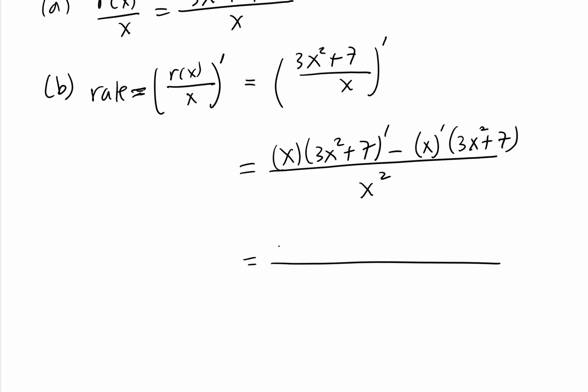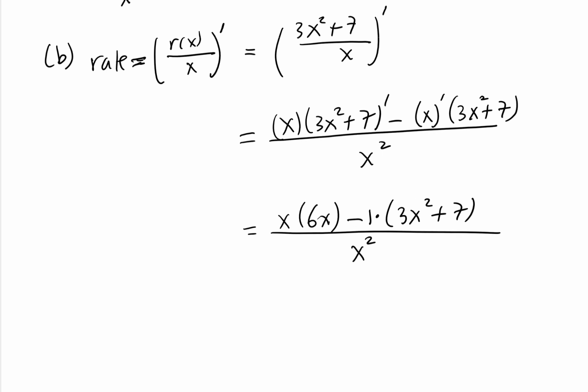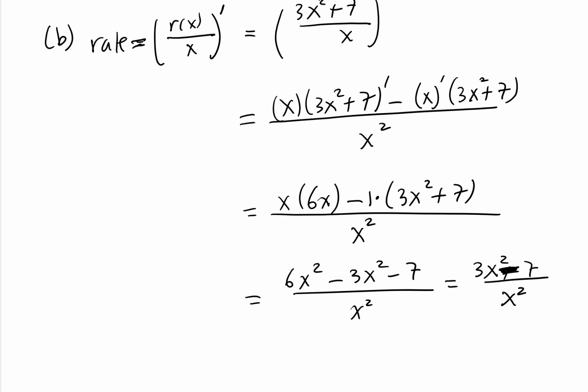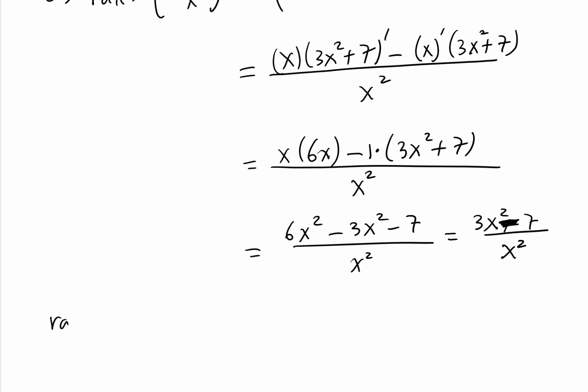What do we get for this? X times 6x, minus 1, 3x squared plus 7. This becomes 6x squared minus 3x squared minus 7 over x squared, which is 3x squared plus 7 minus 7, over x squared. Now the rate for 4 lamps, all we have to do is substitute x equals 4 into this answer.